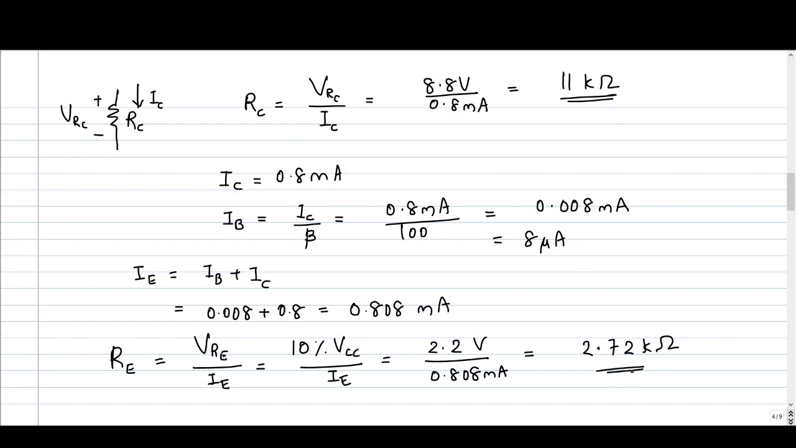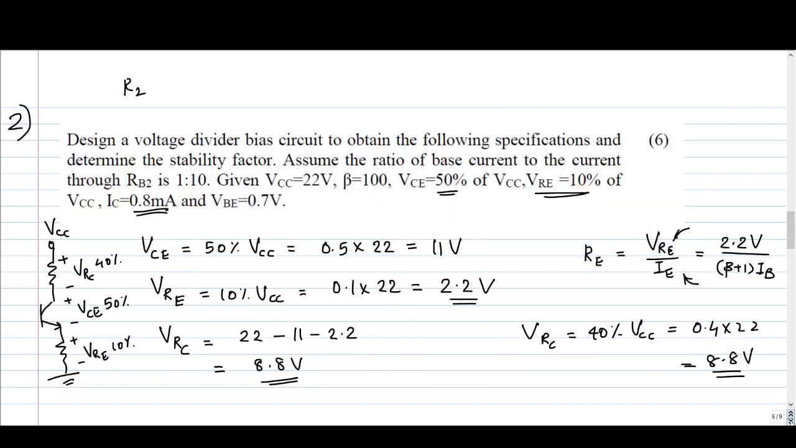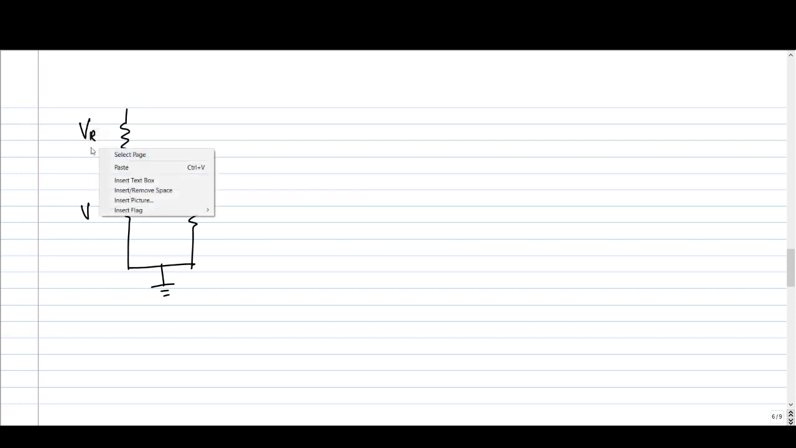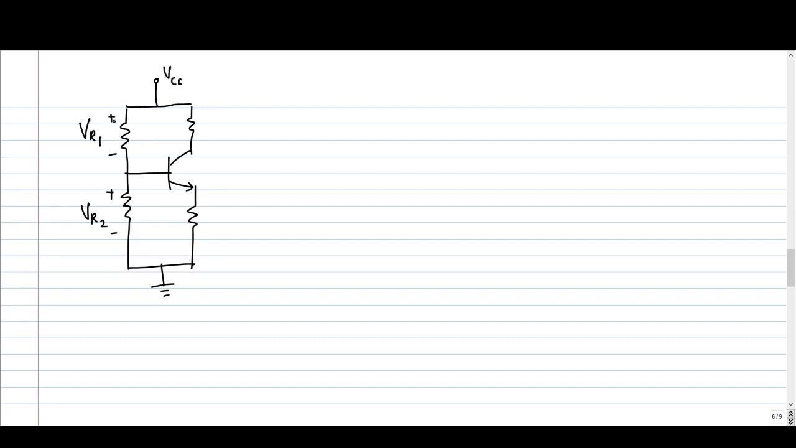Now we have to calculate the values of the potential divider, R1 and R2. Okay. So let me redraw the circuit and get a relationship between voltage across R1 and voltage across R2. This is voltage across R1, this is voltage across R2. This is VCC. So you can easily see that VR1 plus VR2 is VCC. That is one expression, one equation.